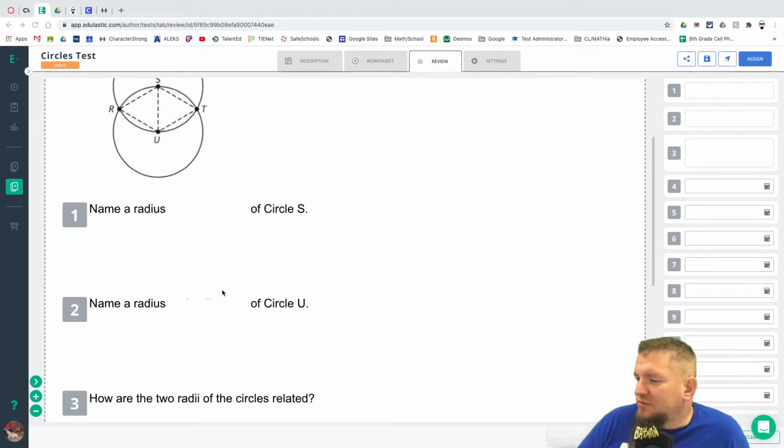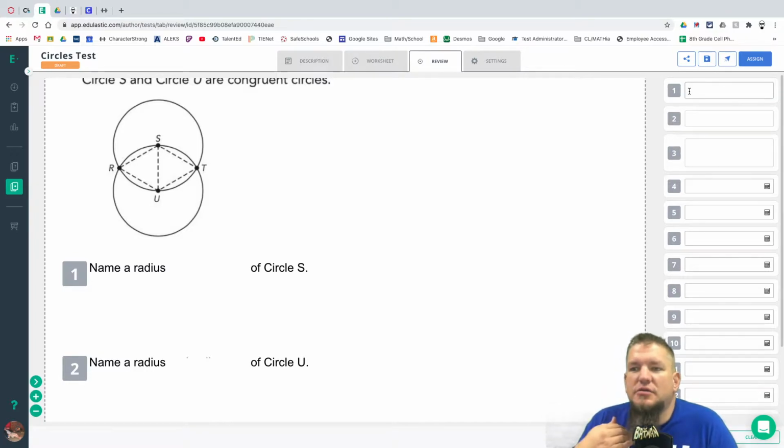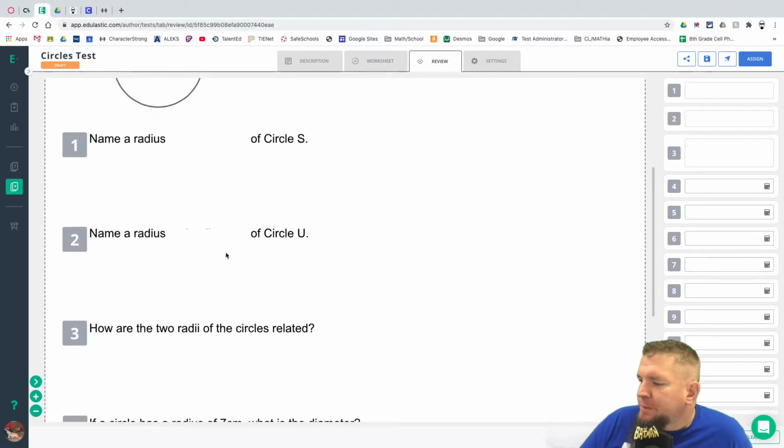You can see that there are some things in here like name a radius of the circle. So figure out what that radius would be, and then you're just going to type it in there, and you're going to use two letters. You're not going to put any spaces in between them or any commas or anything like that. Just put the two letters. Uppercase is great. Exactly how it's written there would be great.